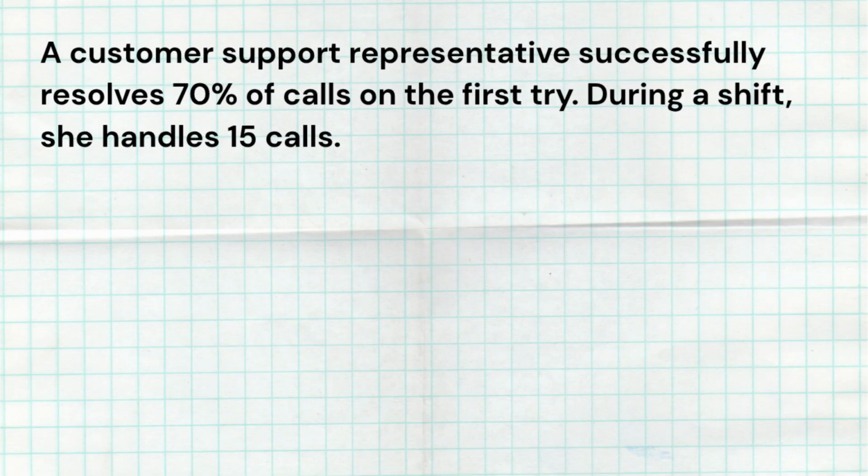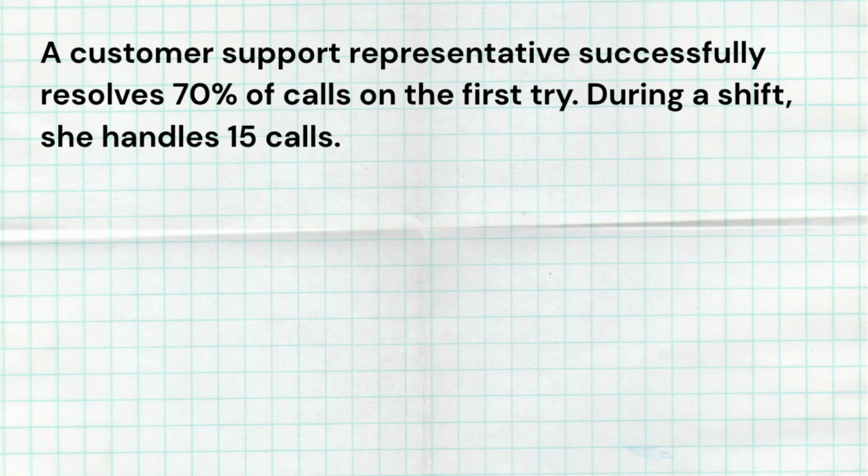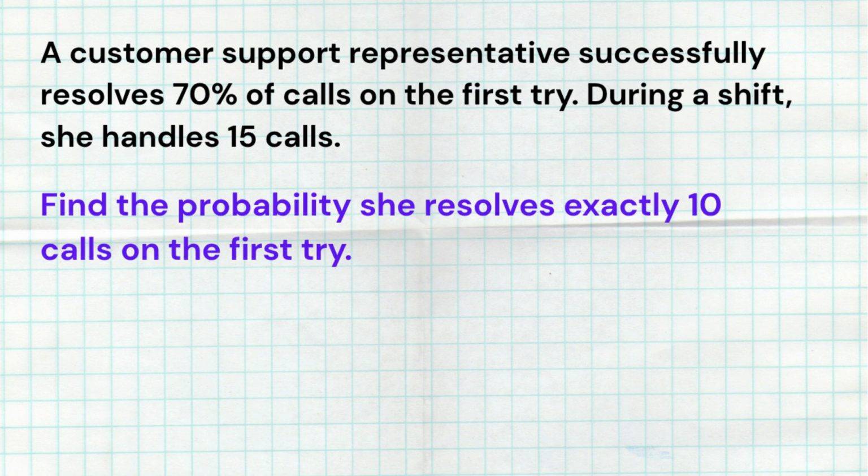So here's the setup. A customer support representative successfully resolves 70% of calls on the first try. During a shift, she handles 15 calls. Now we're going to tackle 3 probability questions ranging in difficulty, starting off with an easy one. Find the probability she resolves exactly 10 calls on the first try. Find the probability she resolves fewer than 8 calls on the first try. Find the probability she resolves at least 3 calls.